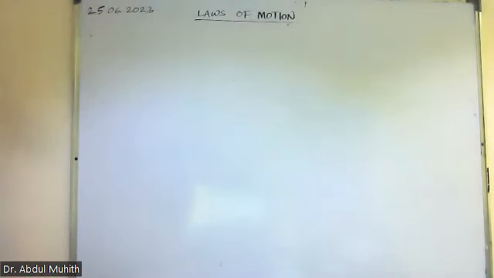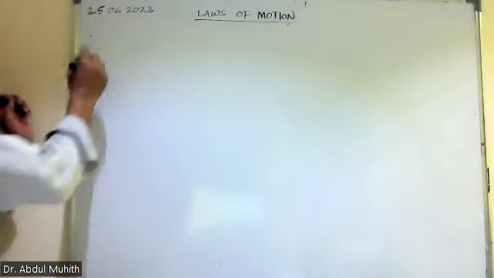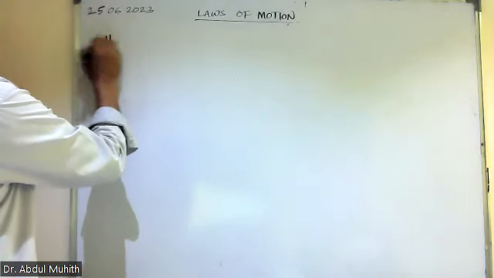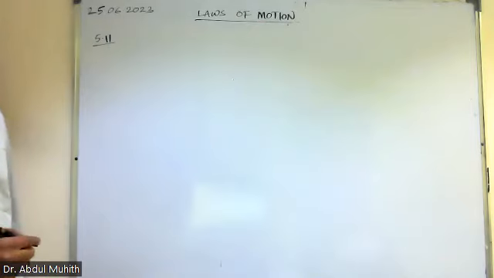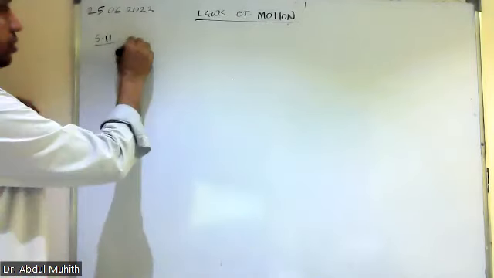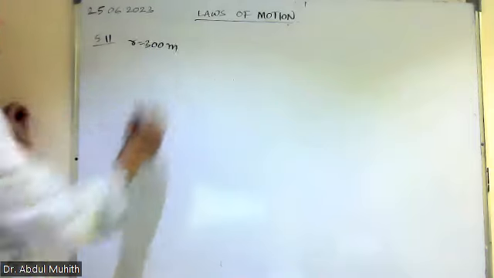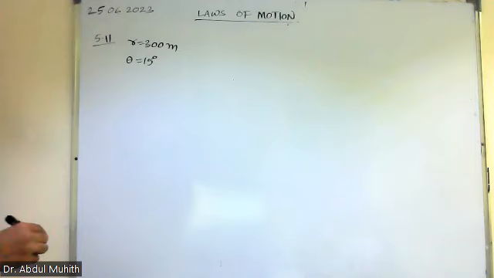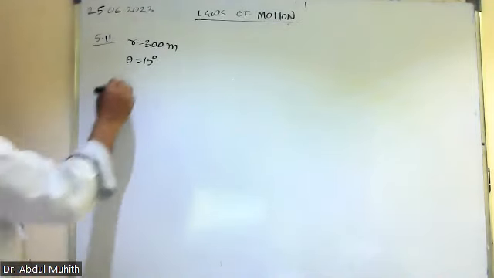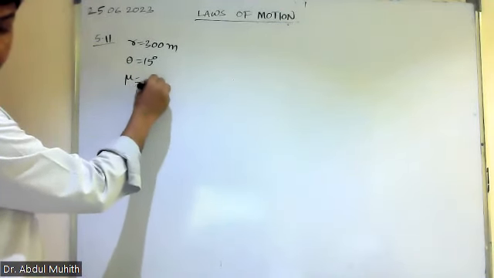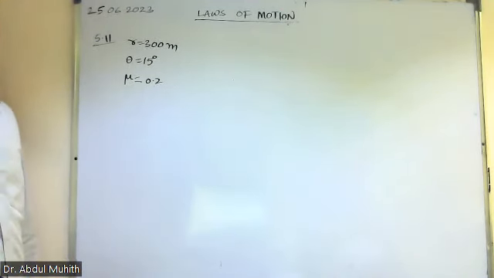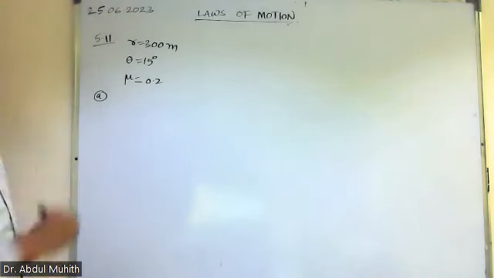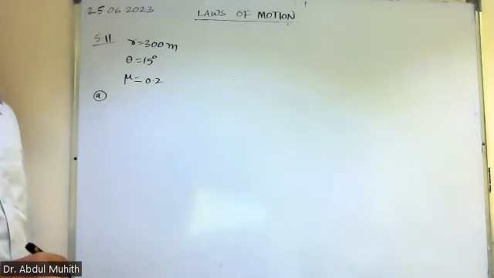Now see here, example 5.11. A circular racetrack of radius 300 meters is banked at angle theta equal to 15 degrees. Now, if the coefficient of friction between the wheel of a race car and the road is 0.2, what is the optimum speed of the race car to avoid wear and tear of the tires? Second one, maximum permissible speed.